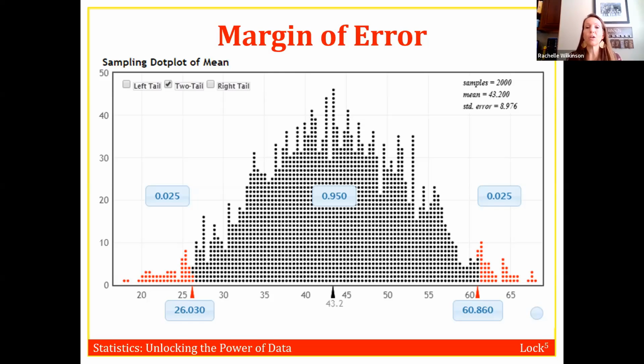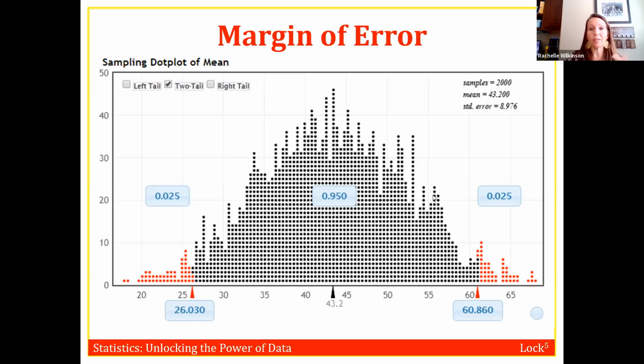95% of sample means will be within 2 standard error values of the actual population value. But when I say within, that means if I take my sample value and I add and subtract 2 times the standard error, then that interval should capture the population parameter value for 95% of all sample means. So that's the method that we're going to use to construct our confidence interval. So it's based on this idea here, okay?